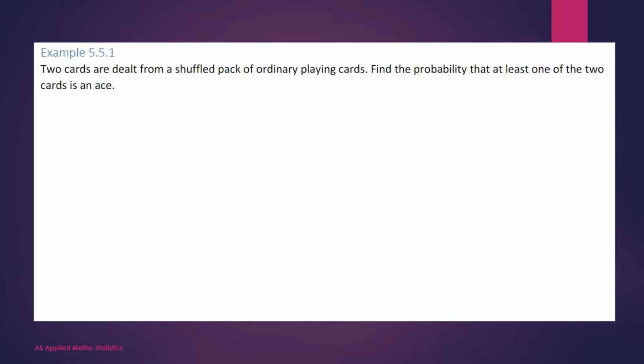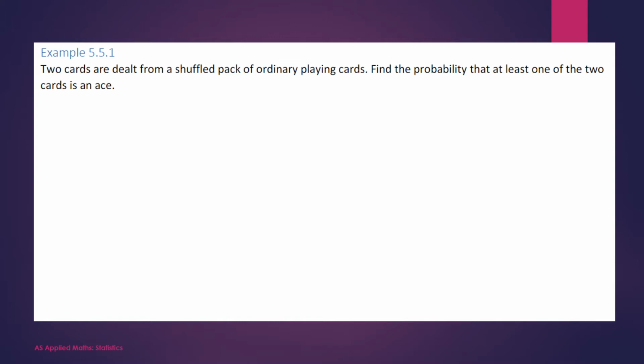So if we just have a look at example 5.5.1 and set a tree diagram up for this situation. Now it might be that some of you can do this without a tree diagram, but just like a sample space, just like the Venn diagram, it organises the probabilities and makes questions so much easier. So when I have two things, so I'm getting two cards out of a shuffled pack of ordinary playing cards, that means that is without replacement if I'm dealing two cards.